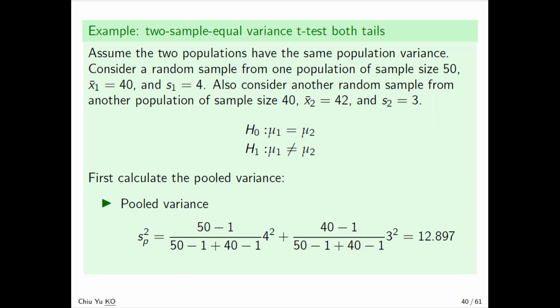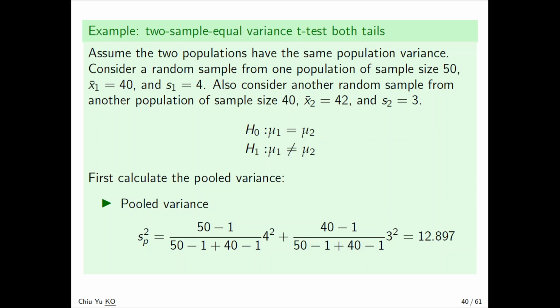Two populations with the same population variance. We take one random sample from one population with sample size 50, sample mean 40, and standard deviation 4. Another random sample from the other population has sample size 40, sample mean 42, and sample standard deviation 3. The null is that the means are the same, and the alternative is not equal. First, calculate the pooled variance, so calculate Sp.